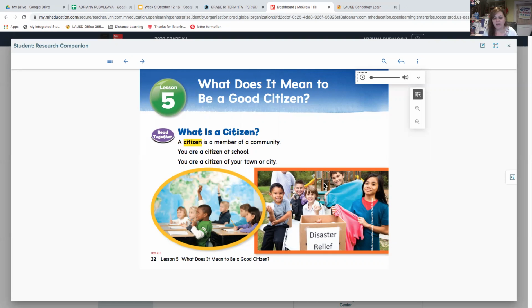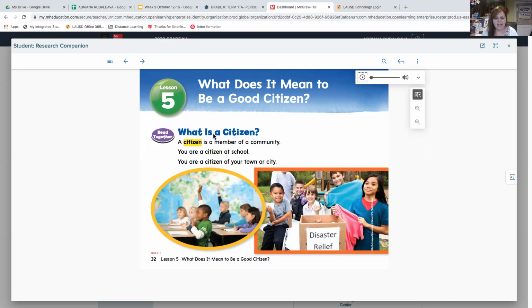I'm going to read you this book, and we're going to focus on a good citizen. Think about it. Last week, I asked you to think about how you can be a good citizen, and this week we're going to continue that. So let's read it together.